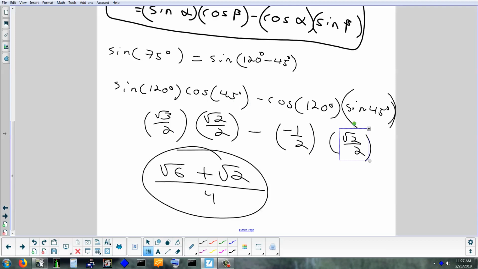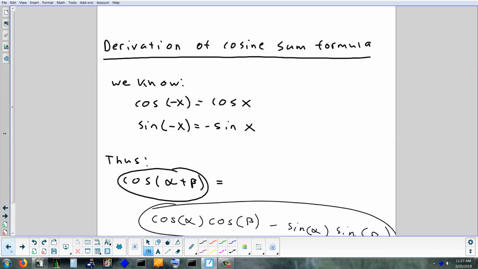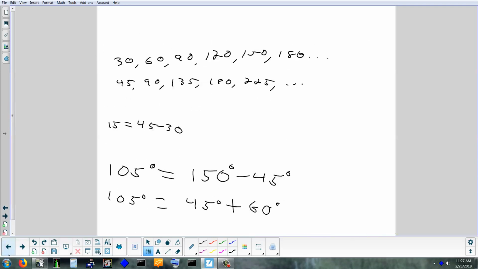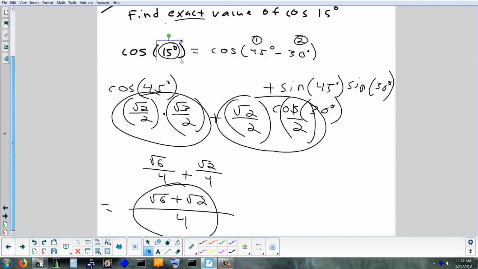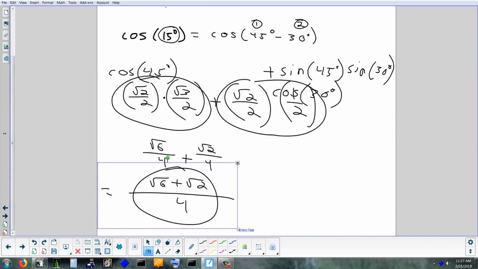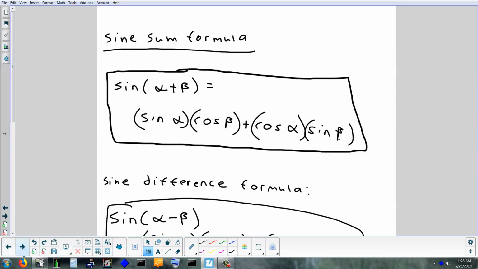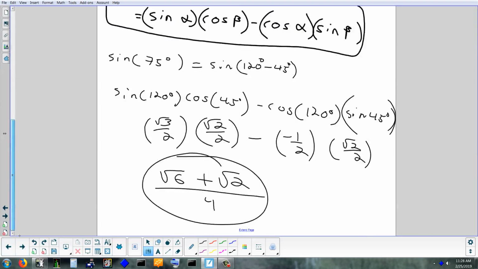So look at the answer for the sine of 75. Root 6 plus root 2 over 4. Now look at the answer to the first one we did, cosine of 15. Root 6 plus root 2 over 4. They're the same. The cosine of 15 and the sine of 75 are the same answer. Any questions on the sine one?